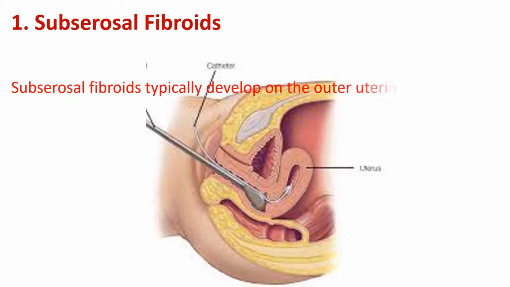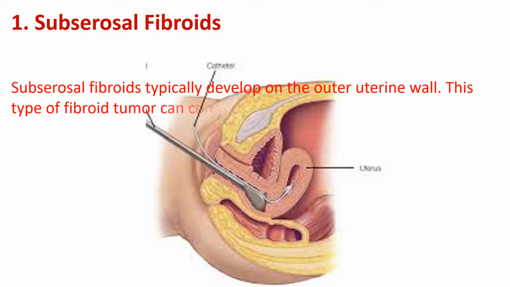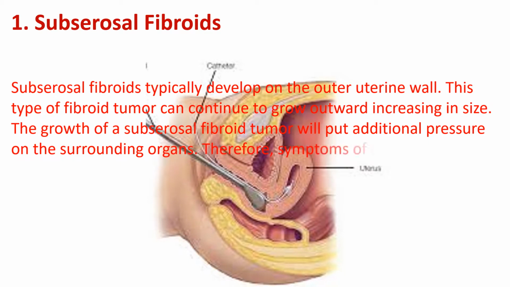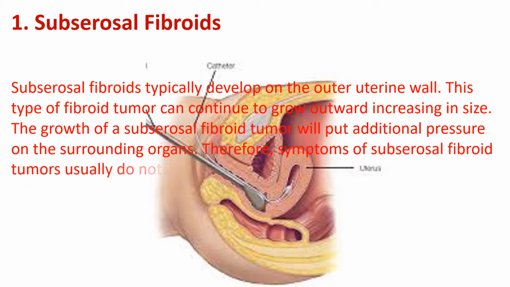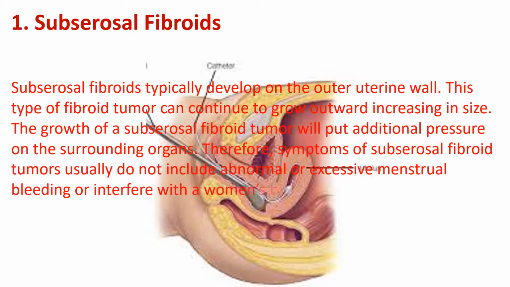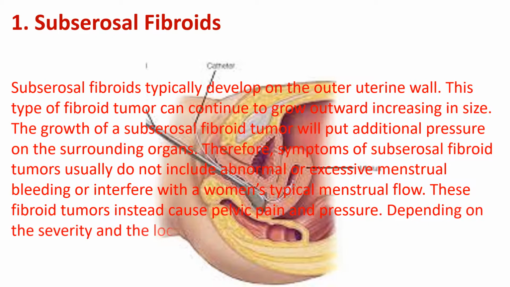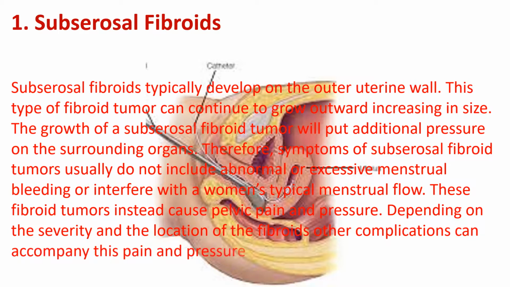Subserosal fibroids typically develop on the outer uterine wall. This type of fibroid tumor can continue to grow outward, increasing in size. The growth of a subserosal fibroid tumor will put additional pressure on the surrounding organs. Therefore, symptoms of subserosal fibroid tumors usually do not include abnormal or excessive menstrual bleeding or interfere with a woman's typical menstrual flow. These fibroid tumors instead cause pelvic pain and pressure. Depending on the severity and the location of the fibroids, other complications can accompany this pain and pressure.